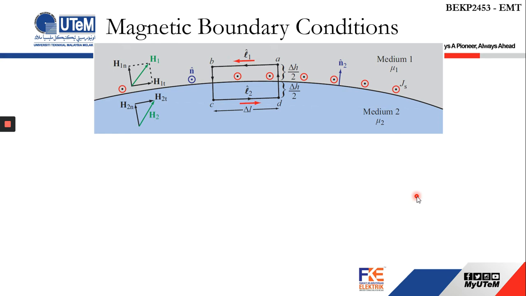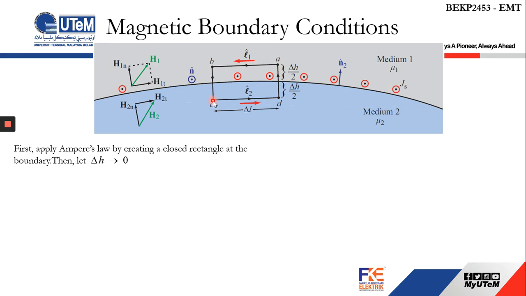For the second relationship, we want to know the tangential component. Just now we derived the normal component. Now we want to look at the tangential or parallel component. So we apply this figure or rectangle here. We want to utilize Ampere's law. Ampere's law states that the closed line integral of magnetic field intensity equals the total current enclosed by the line.